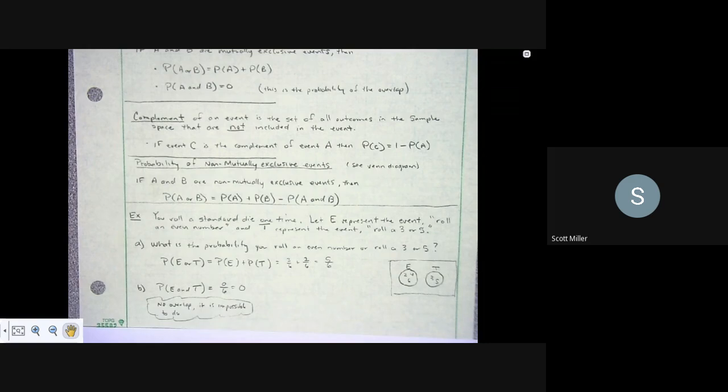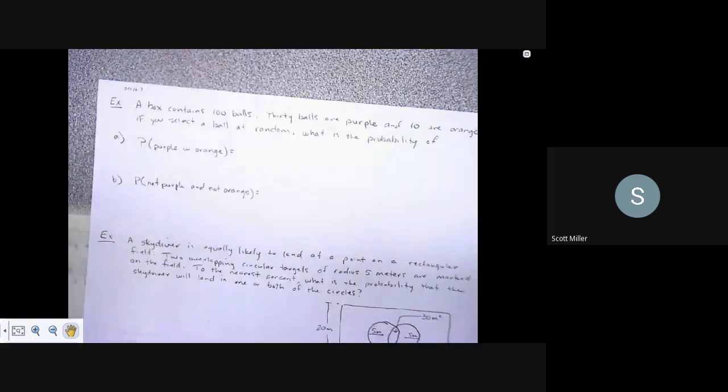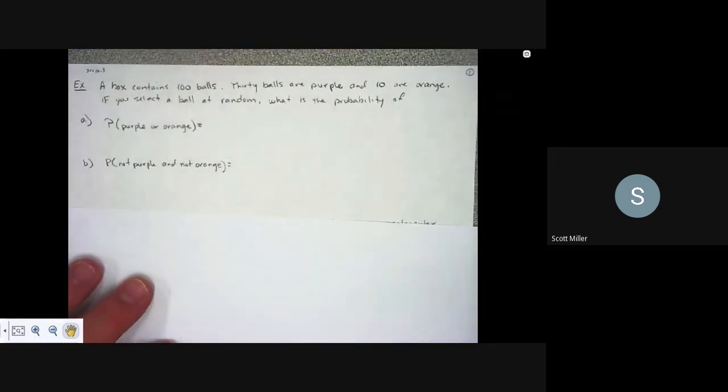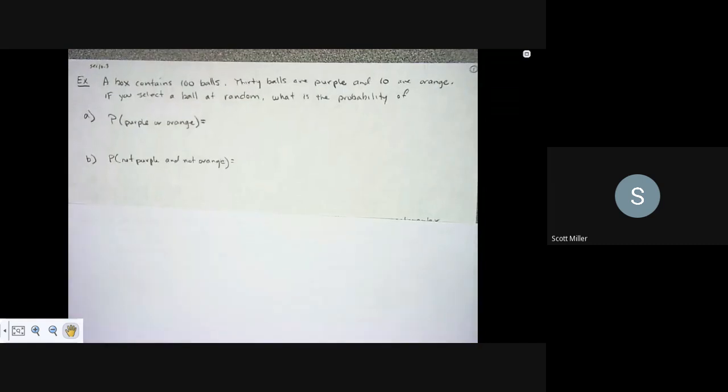Let's look at another example. So I have a box that contains 100 balls. 30 of the balls are purple, 10 are orange. If you select a ball at random, what is the probability that you will select a purple or an orange ball?